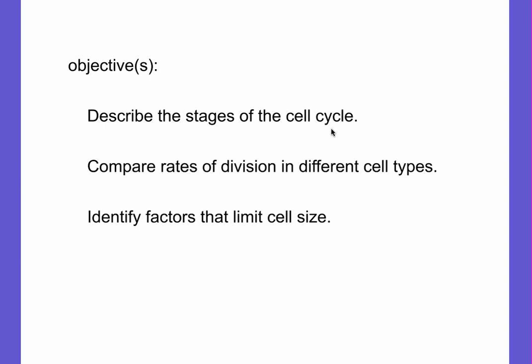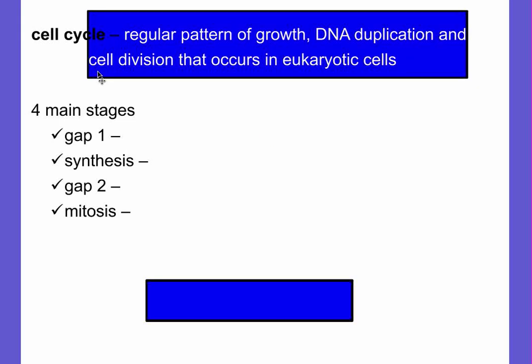But your objectives for this section are to describe the stages of the cell cycle, compare rates of division in different cell types, and to identify factors that limit cell size. So we'll go through a couple definitions here first.